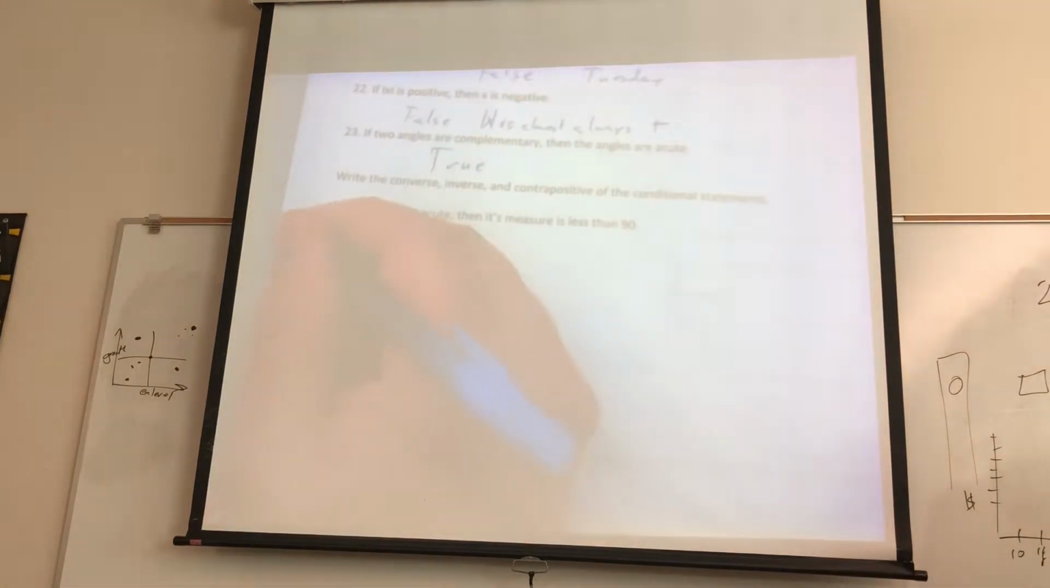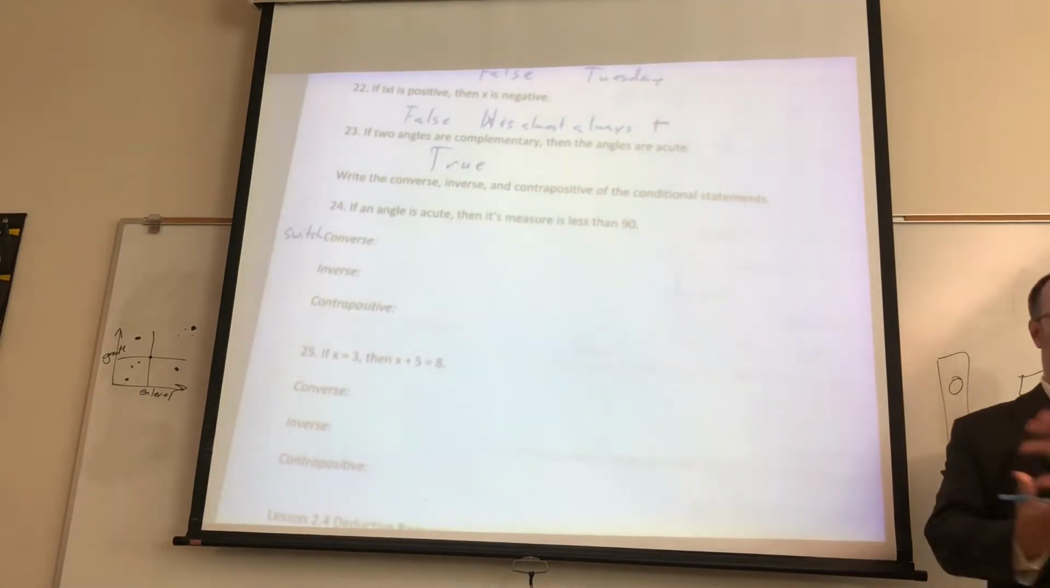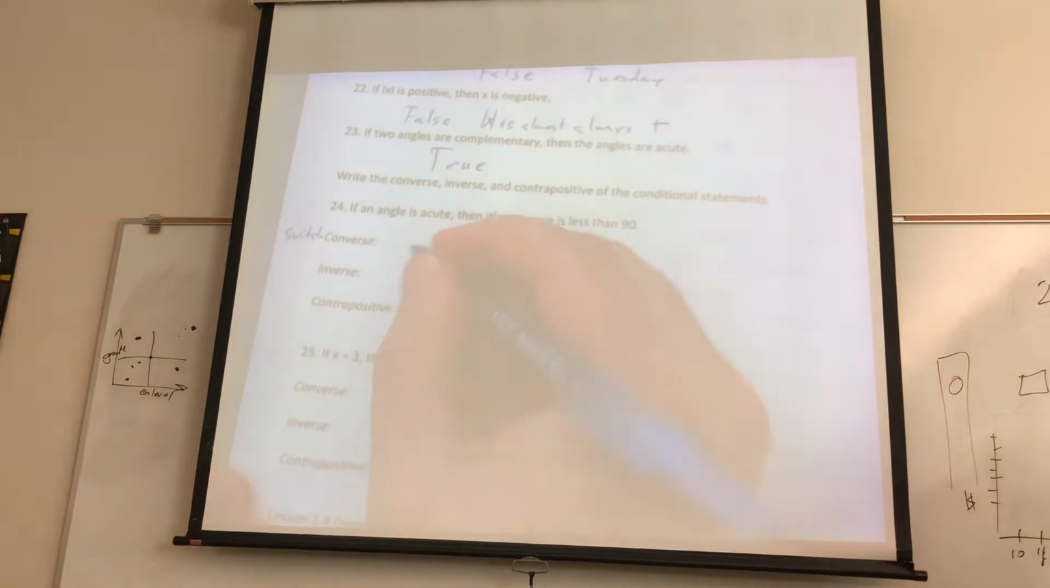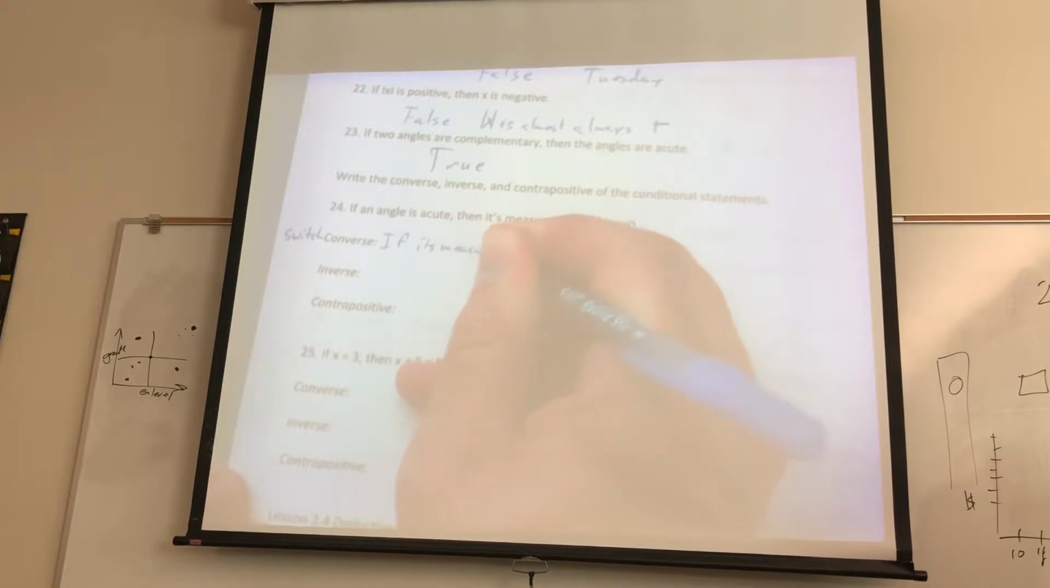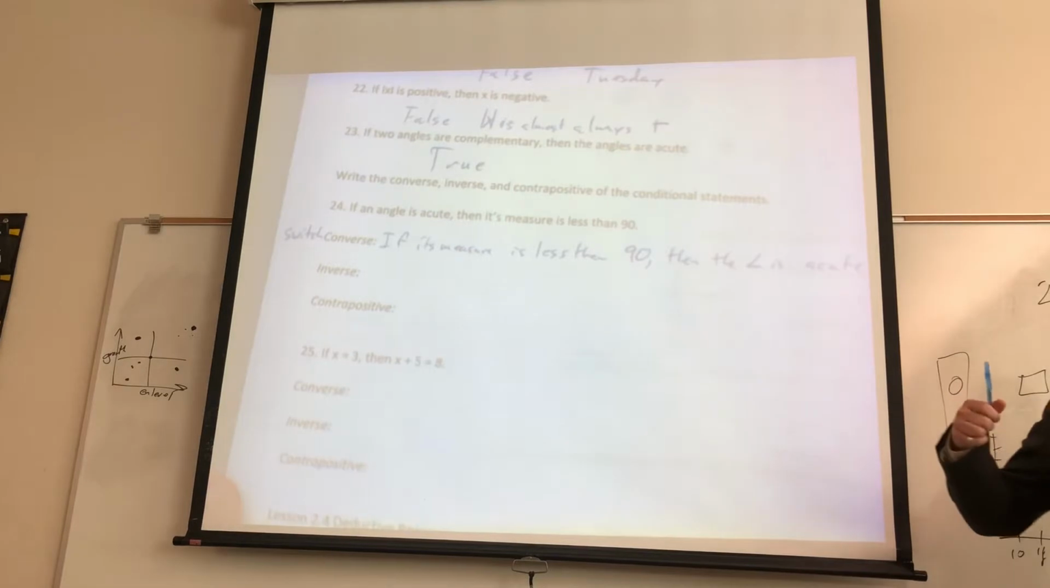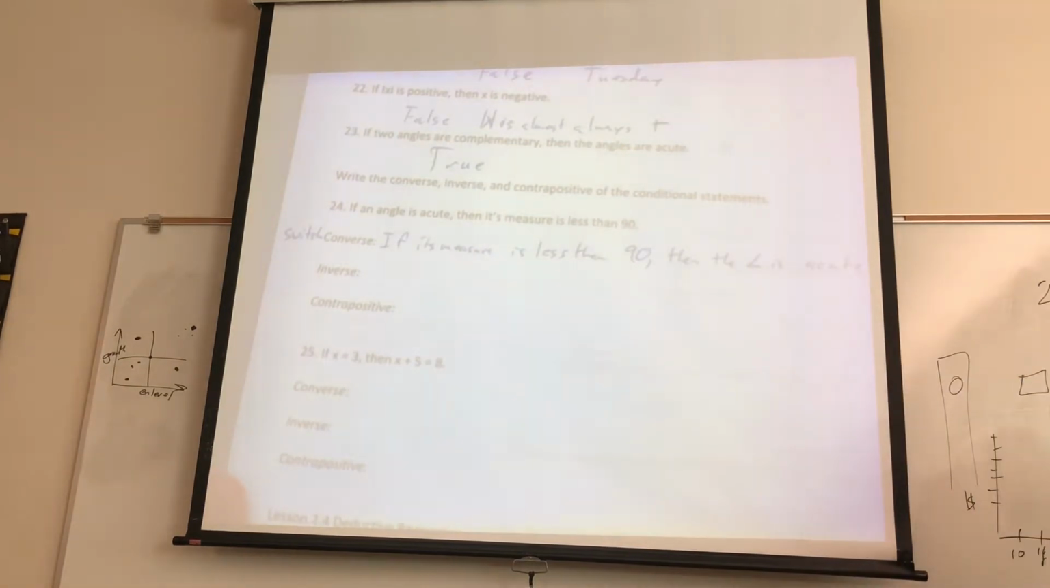Converse, remember, you might write this on here. A converse is where you switch the hypothesis and the conclusion. So this says, if an angle is acute, then its measure is less than 90. The converse is going to be if its measure is less than 90, then the angle is acute. All right? So when we have that converse, we switch the hypothesis and conclusion.